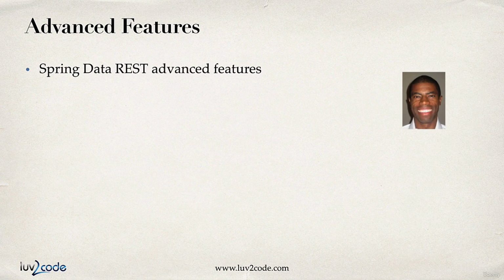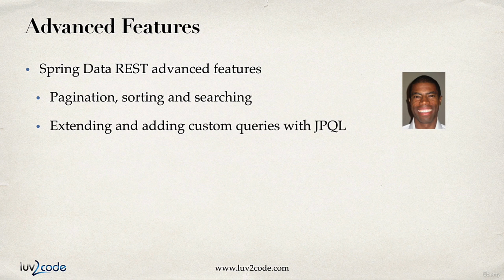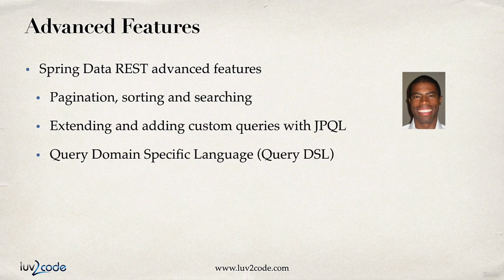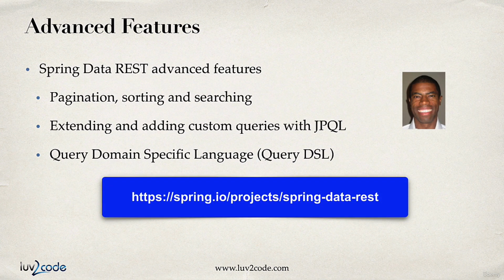Spring Data REST also has some advanced features. So there's support for pagination, sorting, and searching. You can also extend and add custom queries with JPQL. You can also customize the REST API by making use of the query domain specific language or the Query DSL. For more information, you can see the link here at spring.io, Spring Data REST.